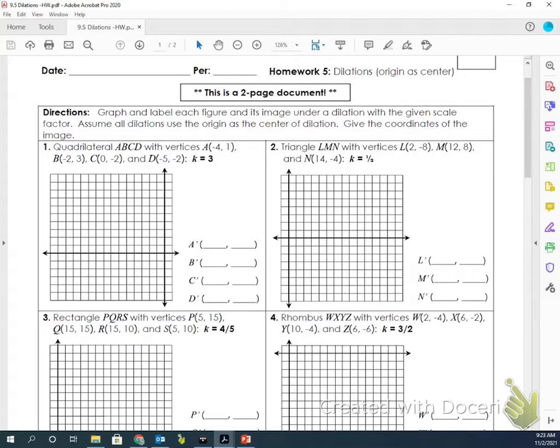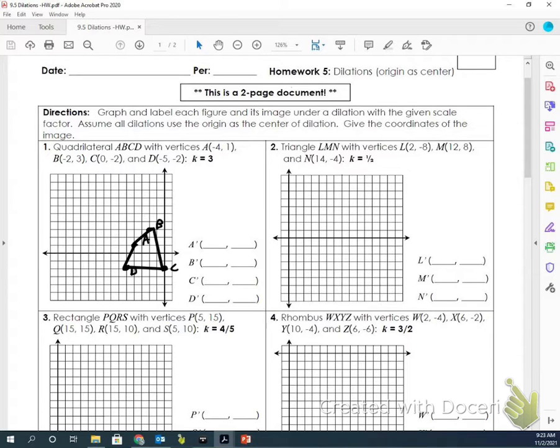Okay, so what we're doing here is dilations about the center. Remember that the rule is we're going to take each point and multiply it by whatever k is, k being the scale factor. So if we look at number one, we see those 4 points. Let's graph those points, A, B, C, D. And that's our quadrilateral, just meaning that's 4 sides.